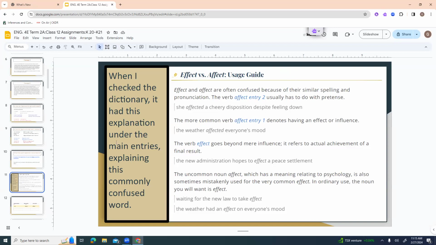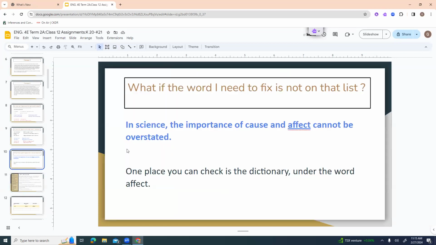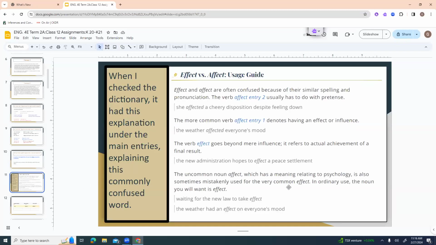Now, if I take a quick look back at my sentence, influence versus pretending. The importance of cause and influence, that's not what I was meaning. The importance of cause and pretense. Okay, I don't think affect is the word I wanted. Now, looking over here, the verb effect goes beyond mere influence. It refers to the actual achievement of a final result. The new administration hopes to effect a peace settlement.